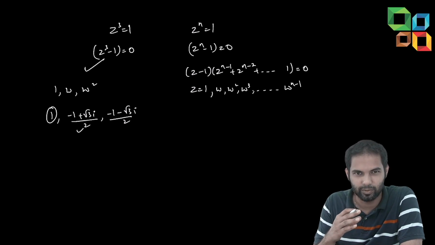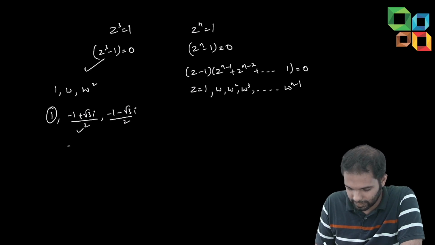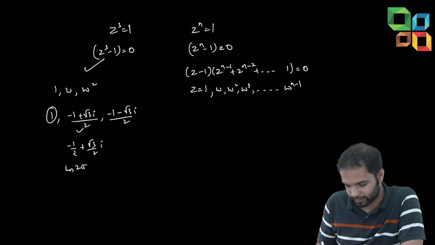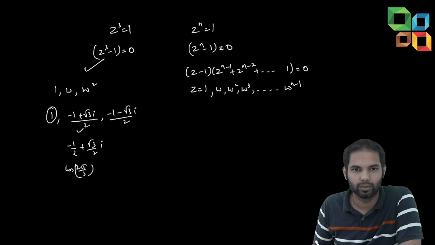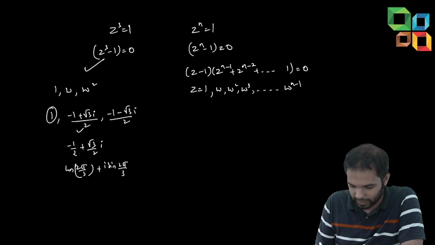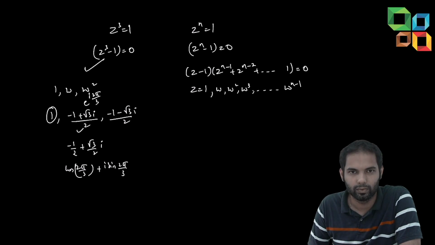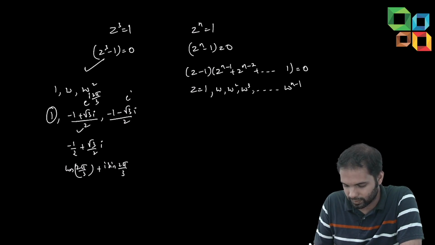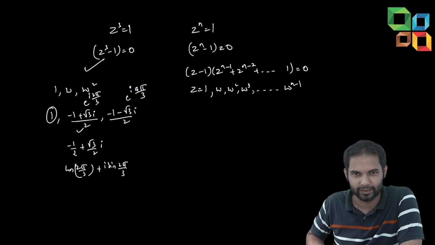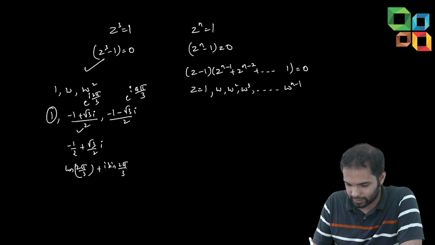What is this point actually? If you try to write it using Euler's form, this is minus half plus root 3 by 2 i. What gives me minus half? Cos 2 pi by 3. The other part would be i sin 2 pi by 3. This is nothing but e power i 2 pi by 3. And this will be e power i 4 pi by 3. If you want, you can check. It's in the third quadrant where both are negative. So if I try to plot these points, just look at it.